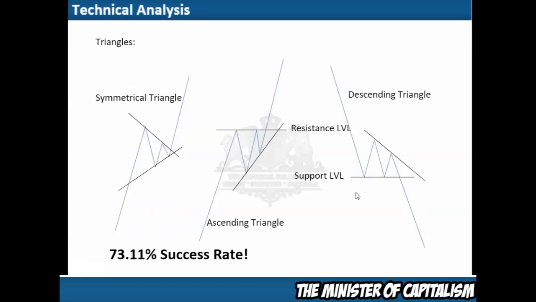Triangles. Triangles are generally seen as a continuation pattern on a chart that forms with a triangle-like shape. So here we've got the symmetrical triangle, the ascending triangle, and the descending triangle. You can see how all of them feature that triangular shape. And for us, we found that triangles have worked about 73.11% of the time. So for us, they've worked better than wedges, but not quite as good as some of the other ones like the Head and Shoulders formation.